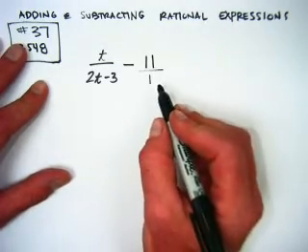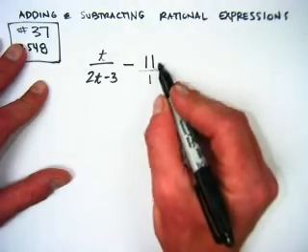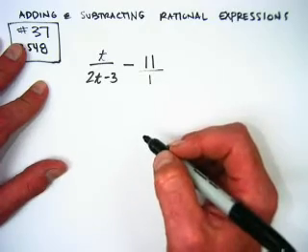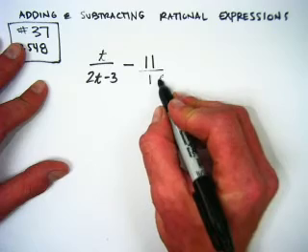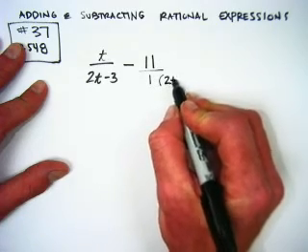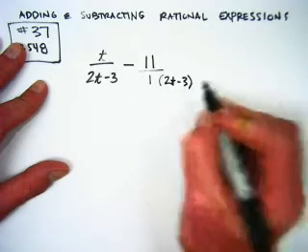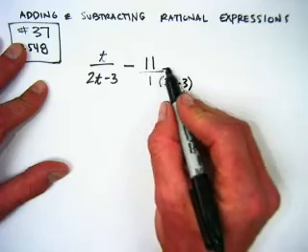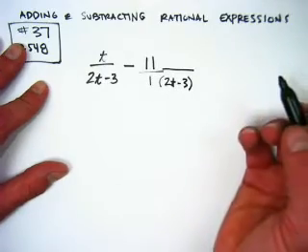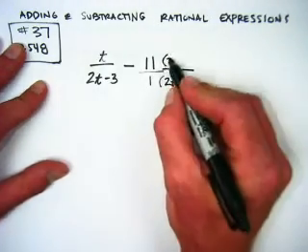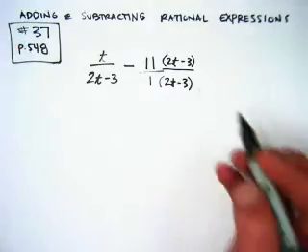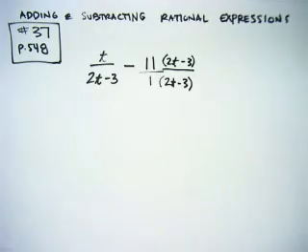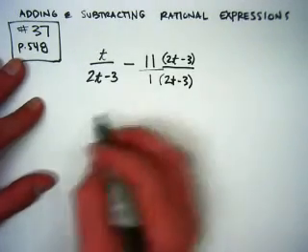So we need to figure out what we need to multiply this second thing by in order to get a 2t minus 3 on the bottom. Well, if there's just a 1 there, we're going to have to multiply the bottom by 2t minus 3, and that's it. But we can't just multiply the bottom by something because we're going to change the value of the fraction. So we have to multiply the top by the same thing. Since we're multiplying by 1, because 2t minus 3 over 2t minus 3 is 1, we're okay mathematically.